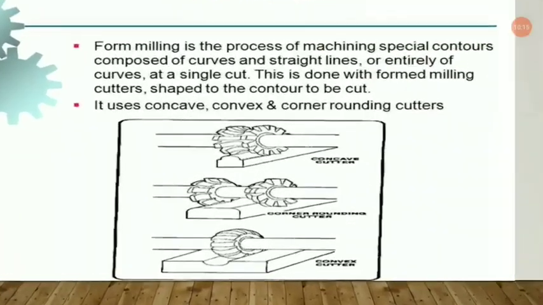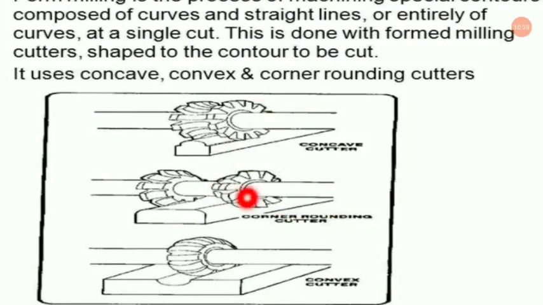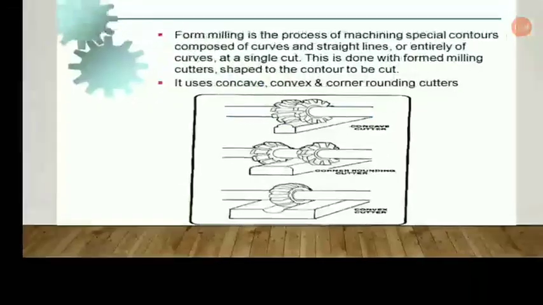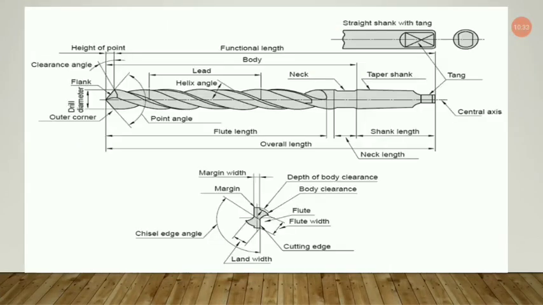As you can see over here, the concave, this is the corner, and this is the convex. So this is going to be the very important diagram for visualizing the concave cutter, the corner cutter, and the convex cutter as well. So you must take a screenshot of this particular slide. Next, look at this particular picture.